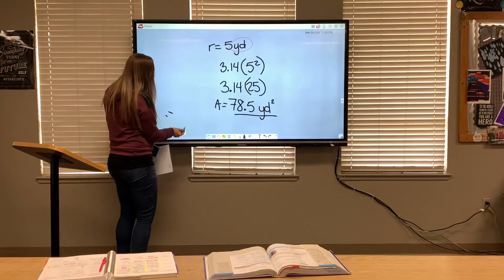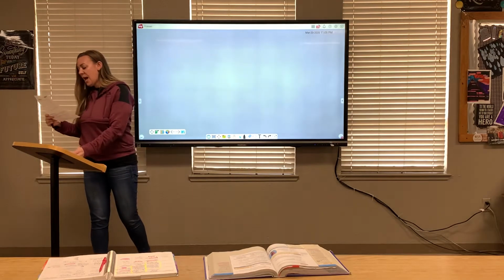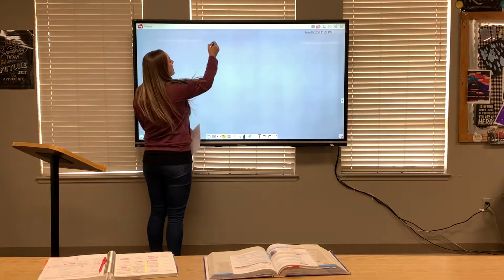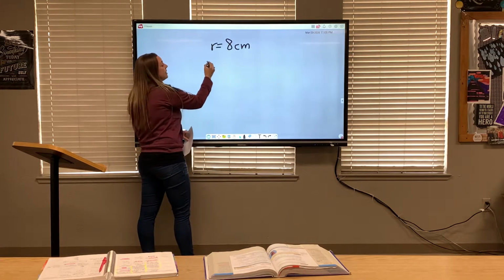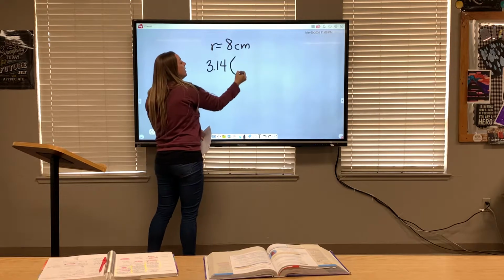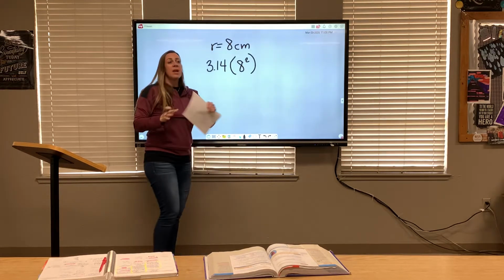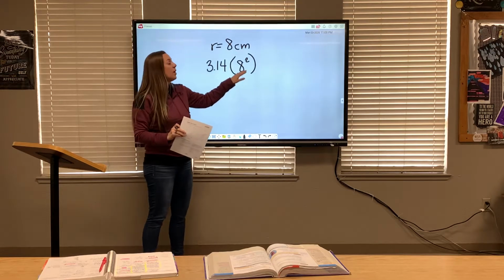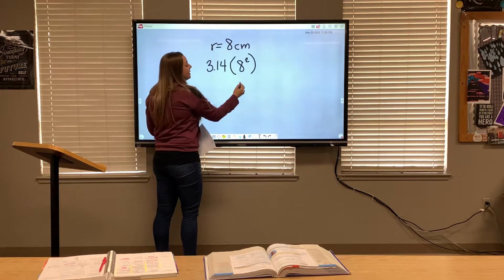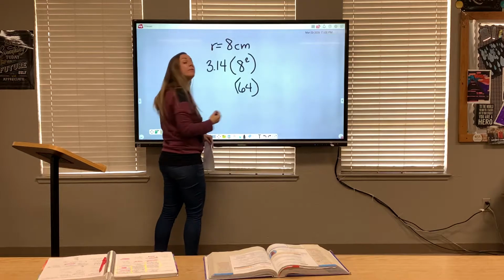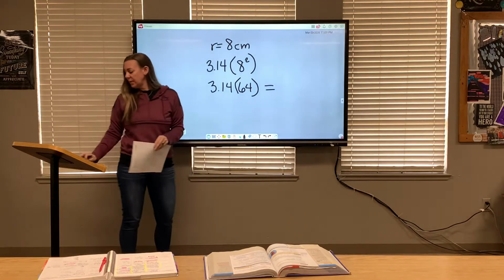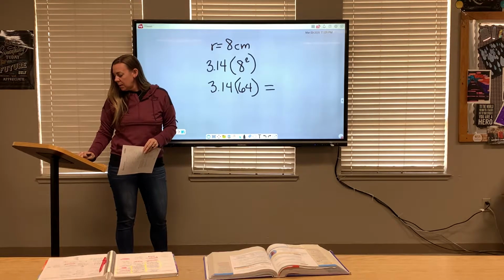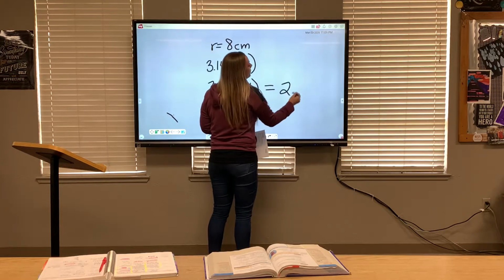So let's try another one. Another one from the front. The second one there, it says my radius is 8 centimeters. So what that means is I'm gonna say 3.14 times 8 squared. My first step is squaring this 8. 8 squared is 64. So I'm gonna say 64 times 3.14, and that is going to give me 200.96.